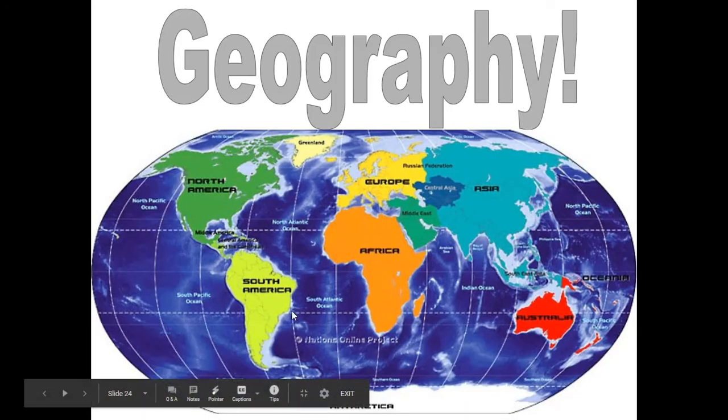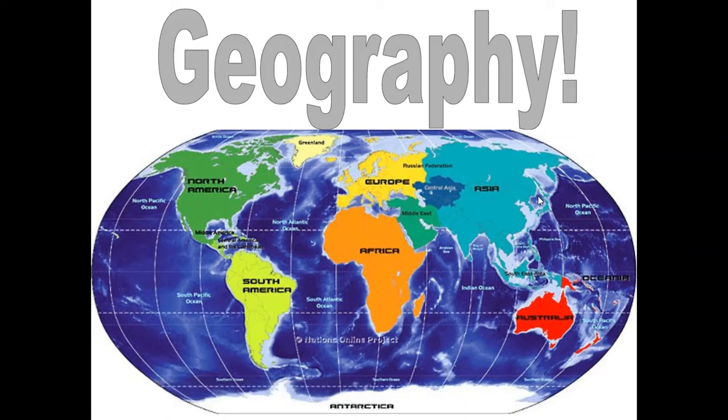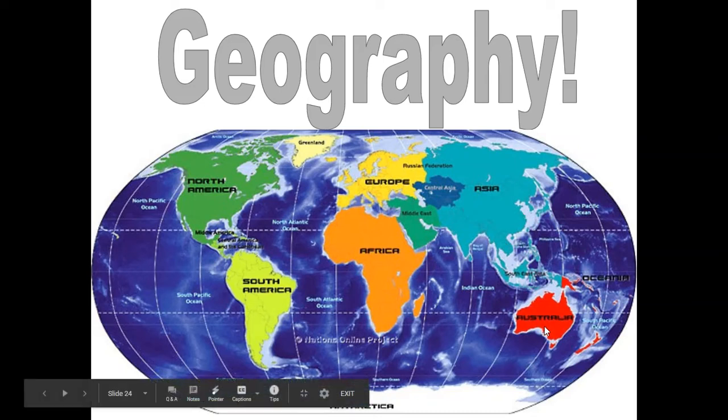Here is a globe or a picture of a globe or a map that represents each continent: North America, South America, Europe, Africa, Asia. All of this is Asia. We call this the Middle East, but it's actually called Asia as well. Okay, and then Australia. And down here to the south, we have Antarctica.